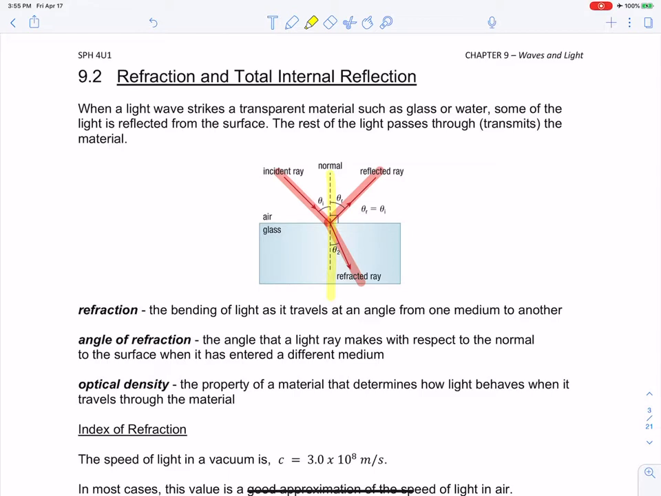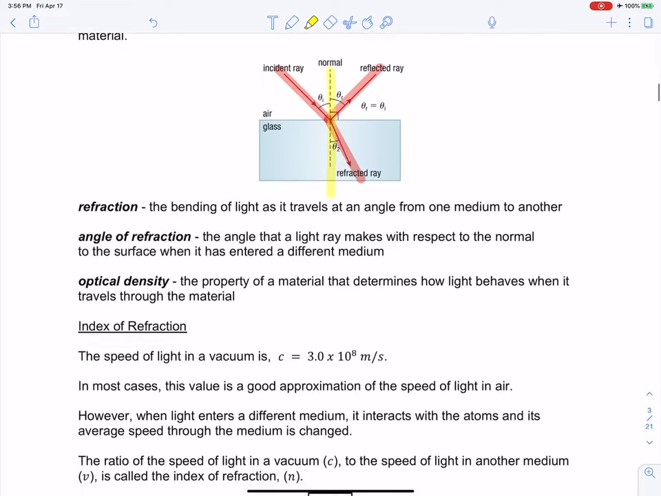Different materials have different optical densities. And the optical density of a material is the property of a material that determines how light behaves when it travels through the material. We know that the speed of light in a vacuum is constant. It's one of the most important constant values we know. We give it the symbol c, and c is equal to 3 times 10 to the power of 8 meters per second. In most cases, this is a very good approximation for the speed of light in air.